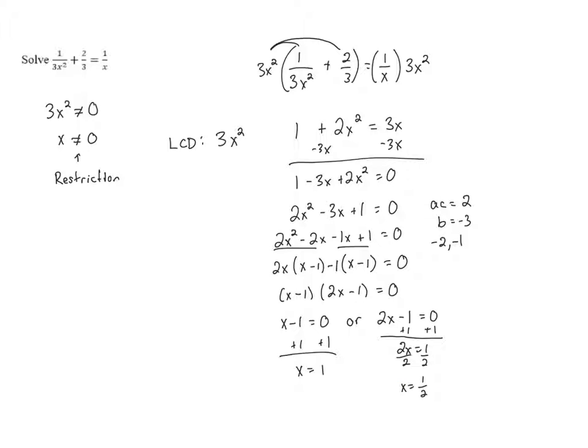Now we have to make sure that neither of these are restricted, but if we look all the way back up to our restriction, the only restriction was that x couldn't be 0. So both of these solutions are allowed, and so we keep both of them and we say that x equals 1 or x equals 1/2, and that's our final answer.